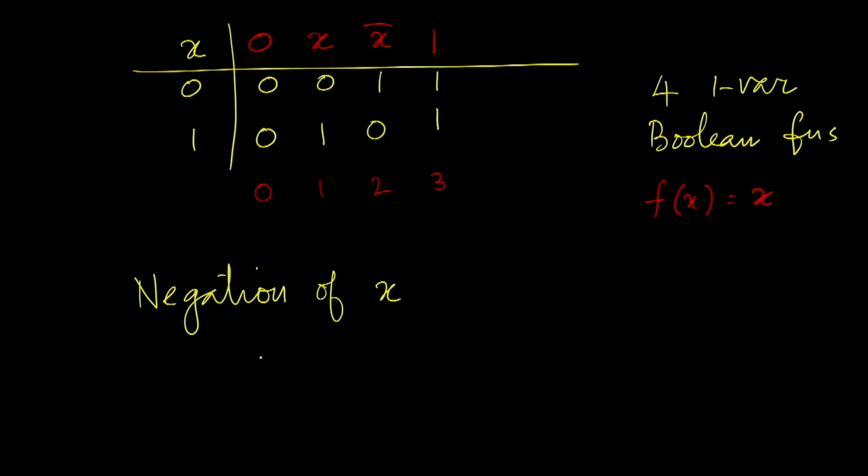Negation of x is denoted variously in these ways. So, we will use all these notations interchangeably. So, you should remember these notations. Negation of x could be represented in any of these ways. So, we have now seen 4 one variable Boolean functions. Now, let us go on to look at 2 variable Boolean functions.